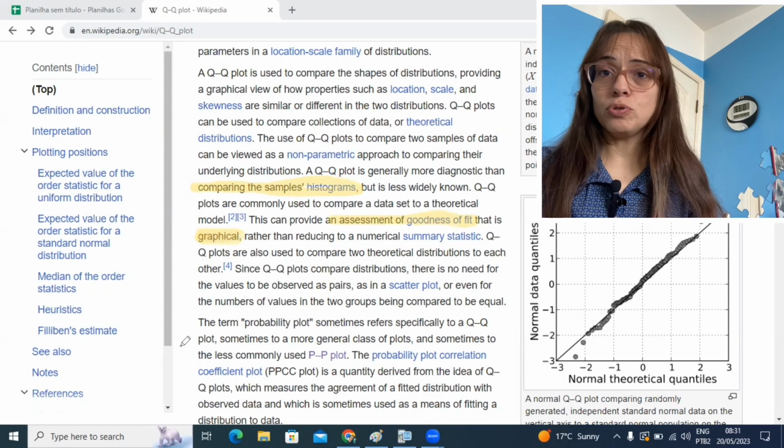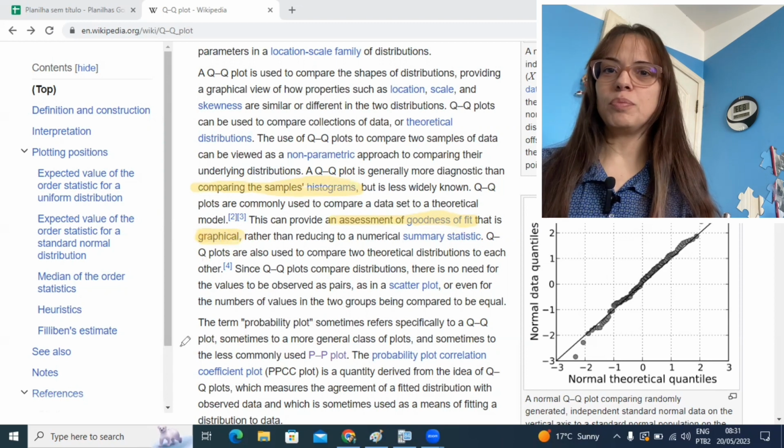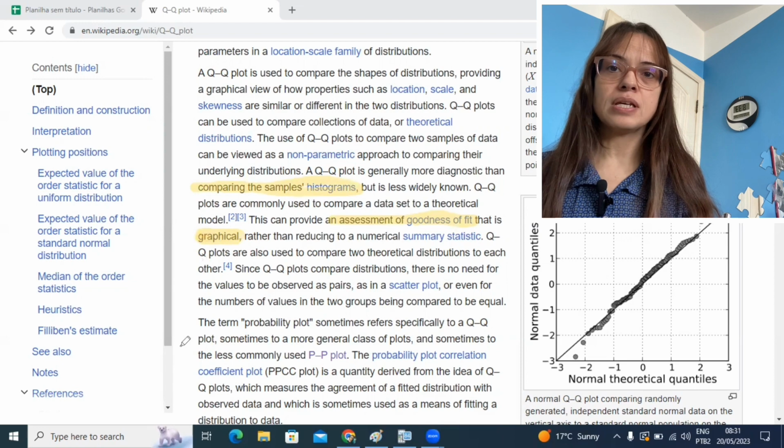But it's important also to point out that this is not a hypothesis test, okay? So we're not going to be coming up with a yes or no answer from this. It's just a graphical representation.